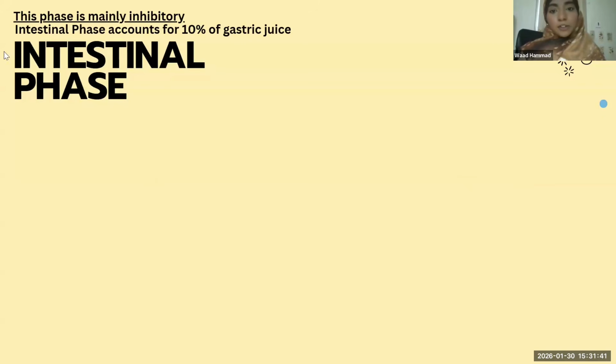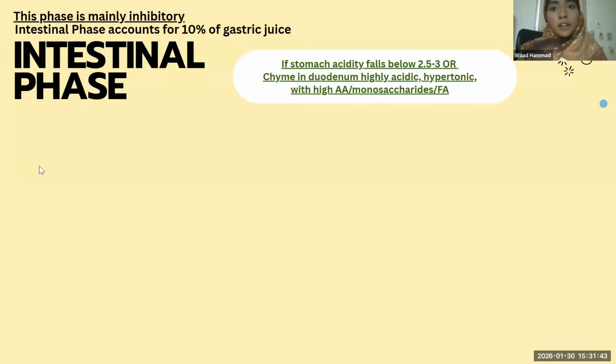And how this phase works is that, first of all, if the stomach acidity falls below 2.5 or 3, which is very bad, that's actually really low for the stomach because it needs to be around 3 to 3.5, which is the perfect optimum pH for enzymes to work. If it falls below that, you're at risk of developing ulcers or just nasty side effects.